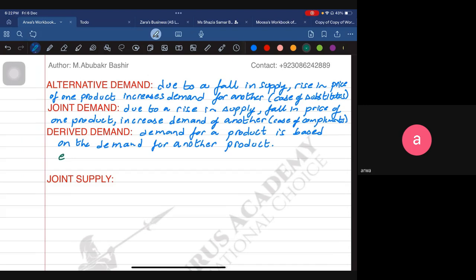Okay, I'll give you an example, then you might think and give me another example. If there is an increase in demand for hotel services, the demand for hotel workers will rise, isn't it? Yeah. Now give me another example.